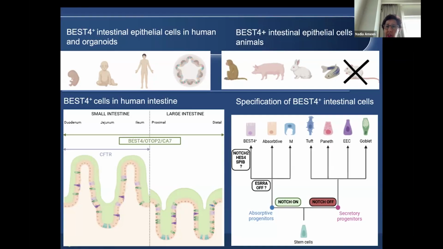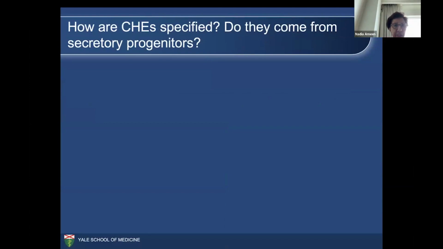There have been some attempts to understand the specification of BEST4 positive cells in the intestine. And those studies suggest that in the colon, BEST4 positive cells fall in the absorptive lineage. So stem cells give rise to cells that can be activated by Notch. So cells that are Notch on generally go on to be absorptive enterocytes, and Notch off cells generate secretory cell lineages and give rise to goblet cells, enteroendocrine cells, Paneth, and tuft cells. That's the current understanding. So what we understand today is that BEST4 positive cells arise from absorptive progenitors in the colon. So how are the Chi cells specified?